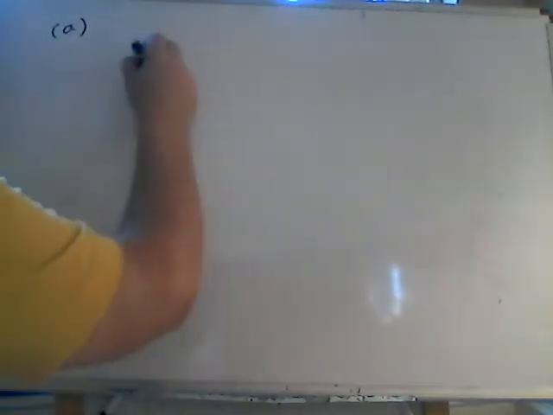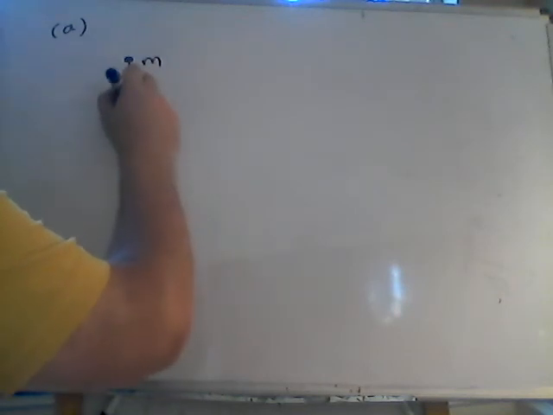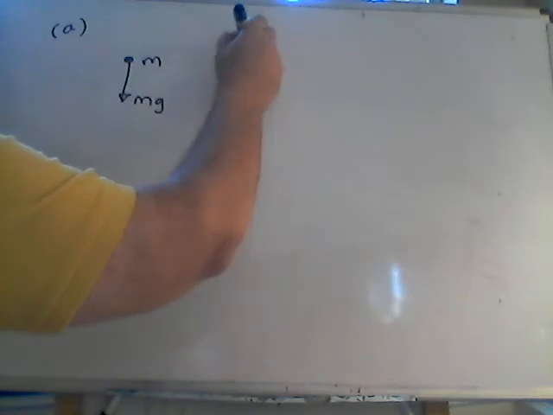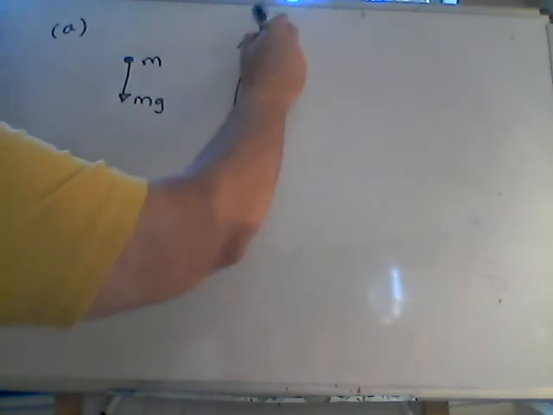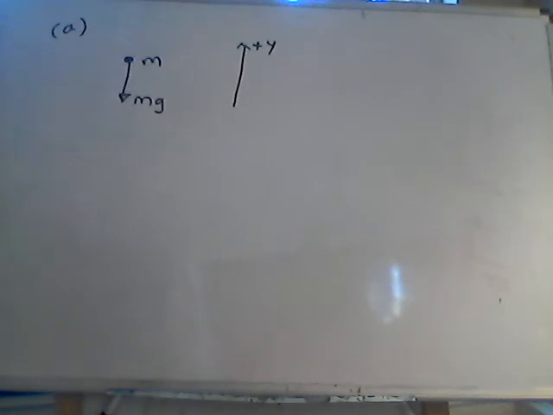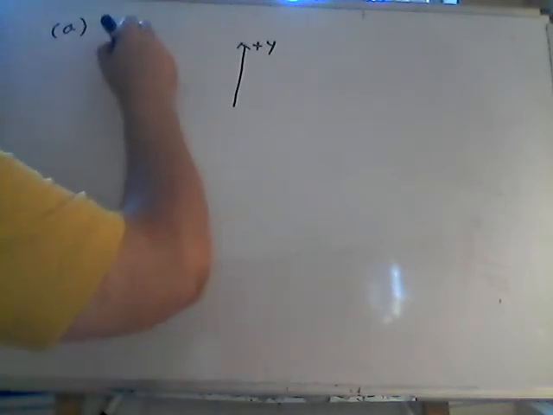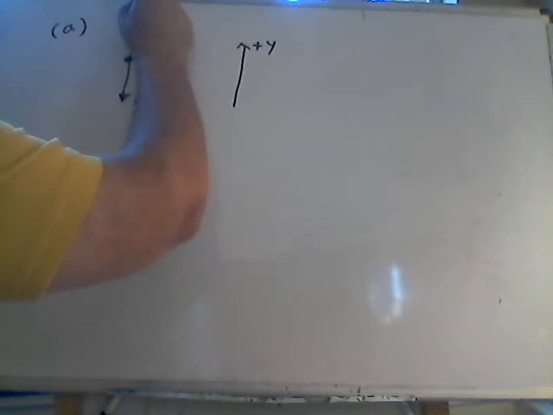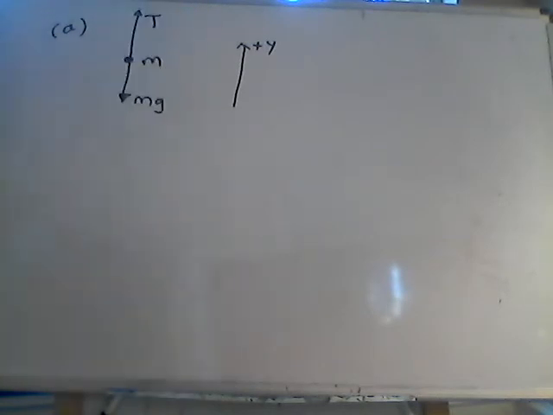So part A is we have our spider, little dot right here, and we'll say that spider has a mass M. And what are the forces on the spider? Again, it's a free body diagram. The only forces acting on the spider are its weight, going straight down toward the ground, and we'll assume a positive Y going up, and the tension force in the web, call it T. Those are the only two forces acting on the spider. All right, and so what do we do? We apply Newton's second law.